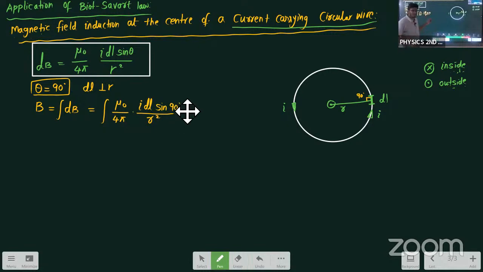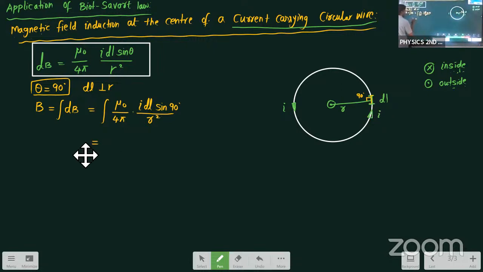Now carefully see here. Mu naught by 4 pi is constant or variable? Mu naught by 4 pi is constant. Current flowing through this wire is constant or is it changing? Current flowing through the wire is also constant. Whether the radius of the circular coil will change or remain constant? The radius of that circular coil is also remaining constant. So what is the only thing which we can change? We can only change the small length element. I can increase the length of this length element, I can decrease the length of this length element. So the remaining things are constant, so I can take constants outside. So what will be the final answer?